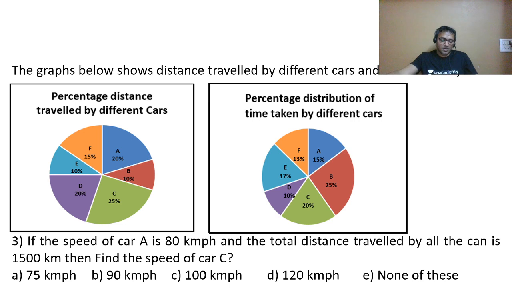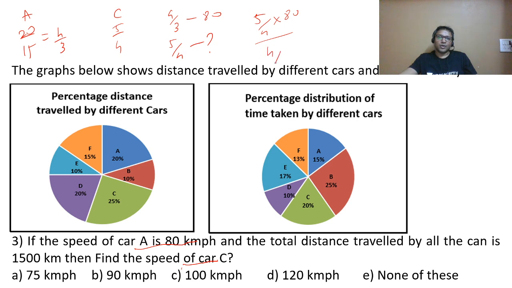Yes, Mohammed Kazi. So again, if you look at the speed of car A is 80 kilometers, I want the speed of car C. So for A it is 20 upon 15, or 4 upon 3. For C we know it is 5 upon 4. So 4 upon 3 stands for 80. 5 upon 4 will be how much? Cross multiply: 5 upon 4 into 80 upon 4 upon 3. You'll get 75 as the answer, which is option A. Right, good.